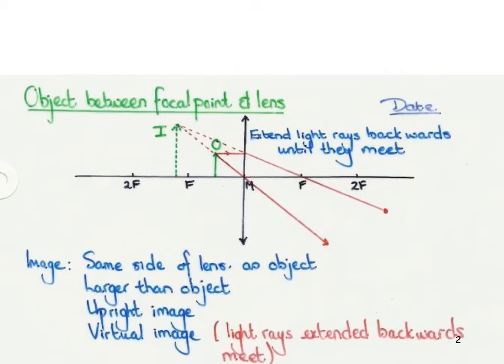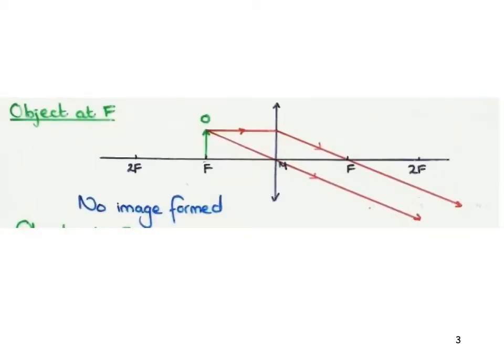That results in an upright virtual image that is bigger than the object on the same side of the lens. If my object is at f, I go through, and I find that these two rays are parallel. So going forwards or backwards, they will never meet, and I have no image being formed.